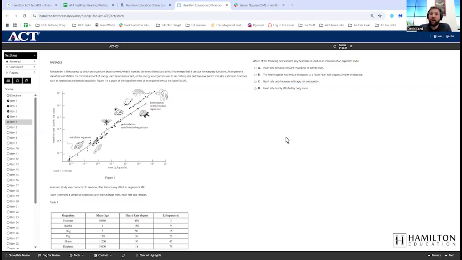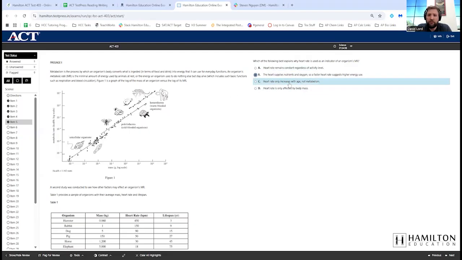Question number 5. Which of the following best explains why heart rate is used as an indicator of MR? MR, metabolic rate, how fast your metabolism is going. Heart rate beats blood, so that kind of makes sense that's connected. You could have also done like breathing rate too. Heart rate remains constant regardless of activity center. Well, we would not want that because we would want to see how the metabolic rate changes. B, the heart supplies nutrients and oxygen, so a fast heart rate suggests a higher energy use. That sounds relevant to our question.